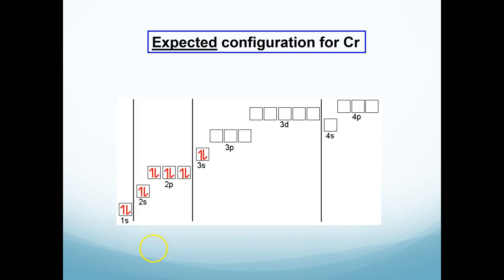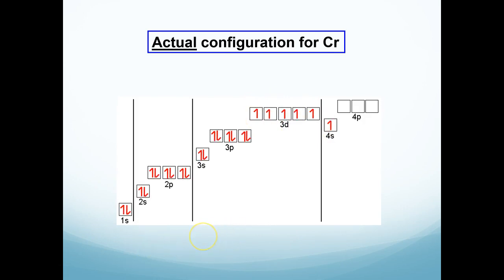This is how we expect to fill the electrons in for chromium. So we expect something that looks like this. But what happens is, since we have this almost half-filled d subshell, we actually get something that looks like this. One of those electrons from the 4s actually gets transferred over to the 3d, and since we have what we call a half-filled shell, that's going to be lower in energy or more stable. So this is one that we want to know.